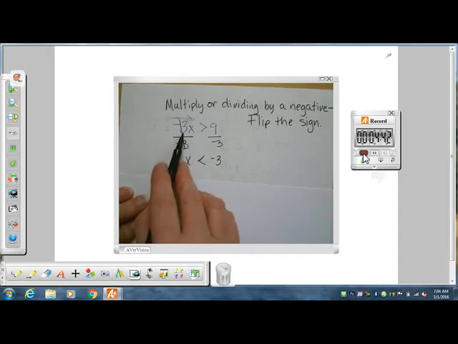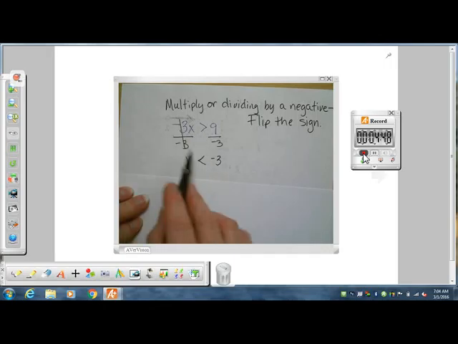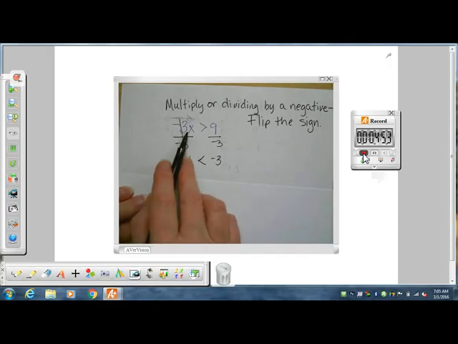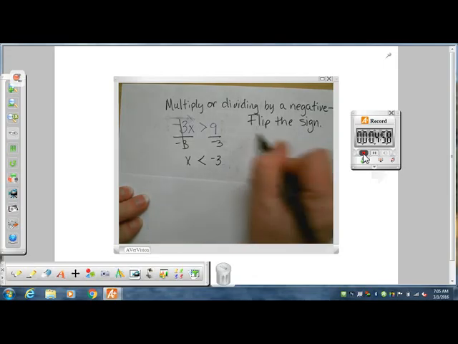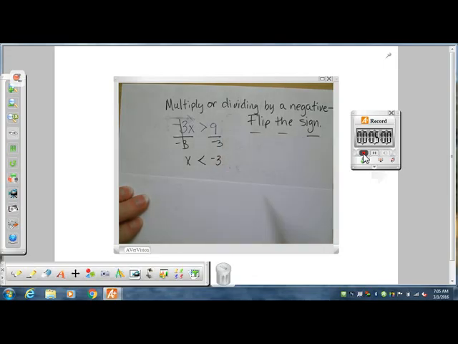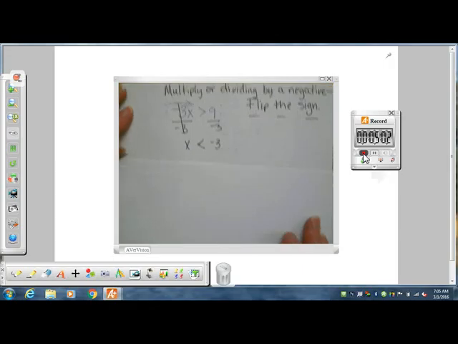And that goes with, I need it larger than 9. So if I did 0, which would be bigger than negative 3, negative 3 times 0 is 0, that's not greater than 9. But if I do negative 4, which is less than negative 3, negative 3 times negative 4 is 12. 12 is bigger than 9. Okay? So flip the sign, only when dividing or multiplying by a negative.